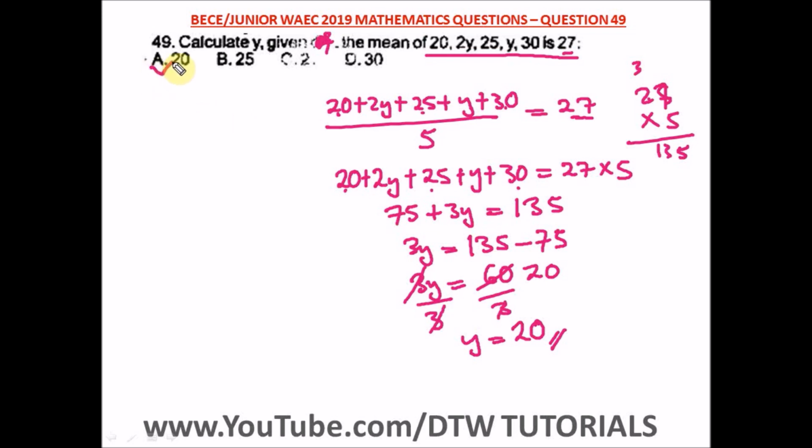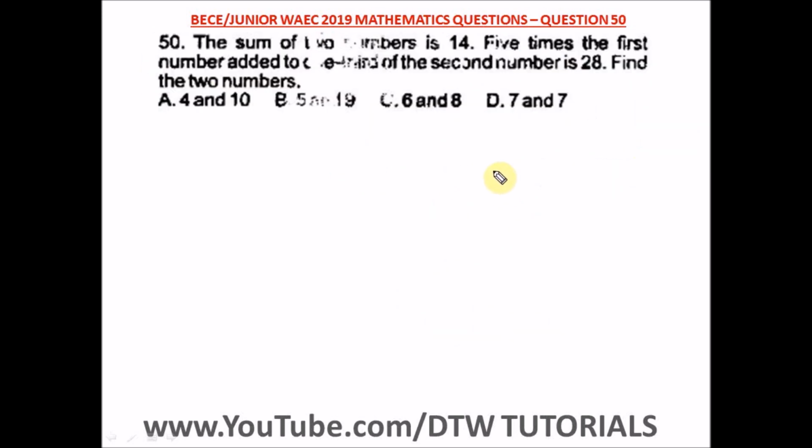So this is our answer, to calculate y, our y is equal to 20, and our right option here is option A. Question 50 of the BECE Junior WAEC 2019 Mathematics Past Question. It says the sum of two numbers is 14. Let us make these two numbers A and B. This is the first number and this is the second number. So the first statement says the sum of two numbers, which is A plus B, is equal to 14. This is a word problem.